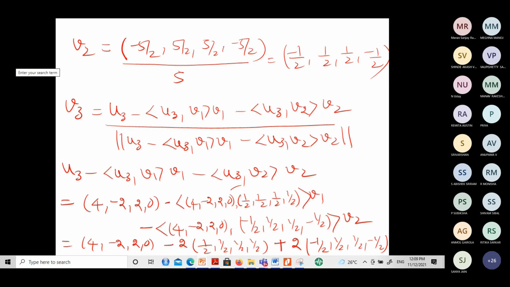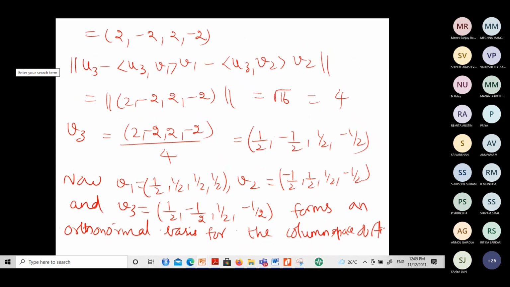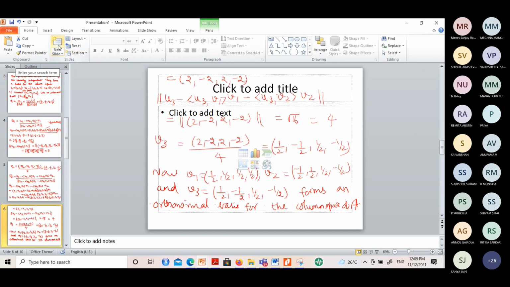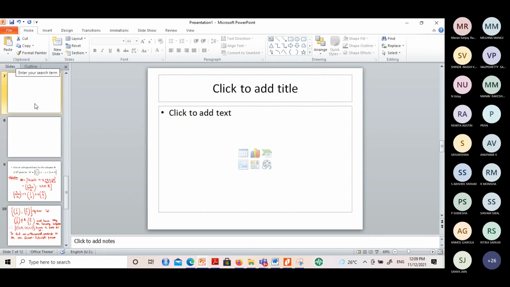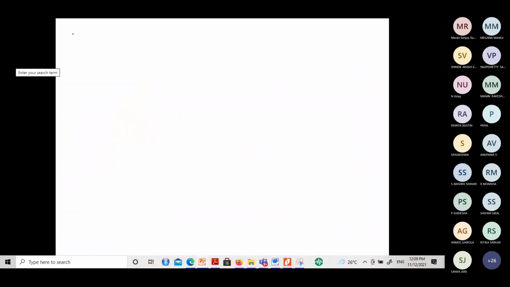Thank you, ma'am. Okay, so now we are ready with what? Q is ready, right? So what is Q? Q is equal to V1, V2, V3. That is, the columns of Q are the orthonormalized vectors. So what is the first vector? 1 by 2, 1 by 2, 1 by 2, 1 by 2. Second, V2, can you say?